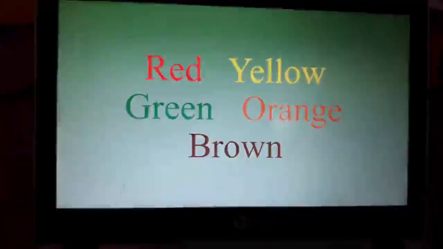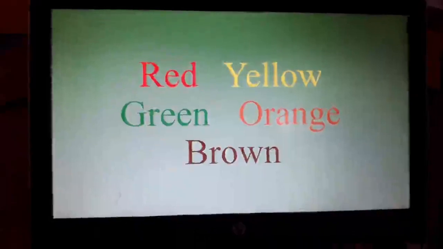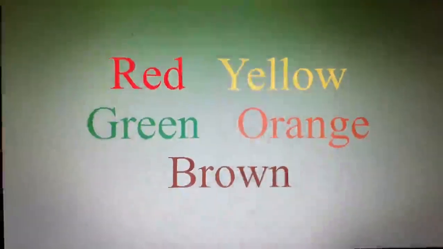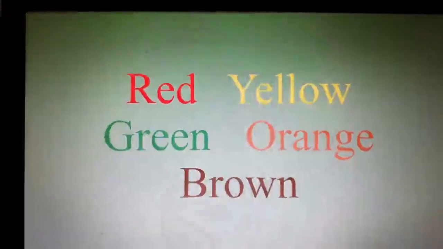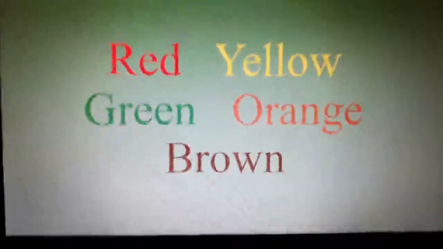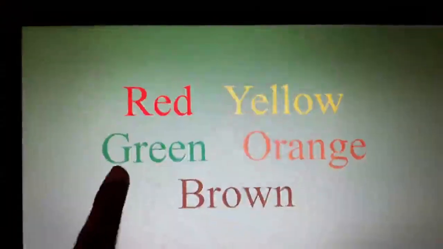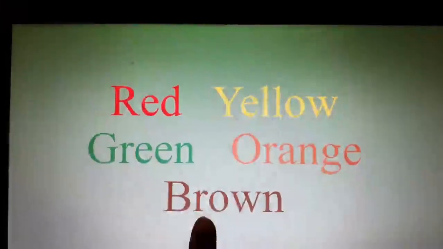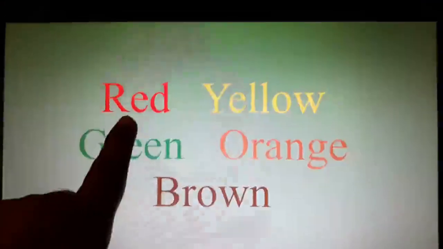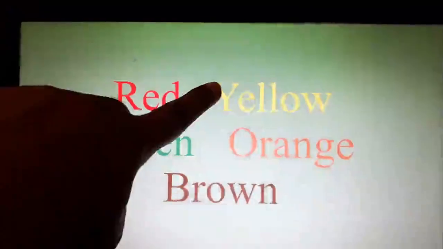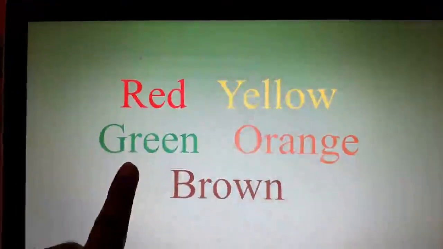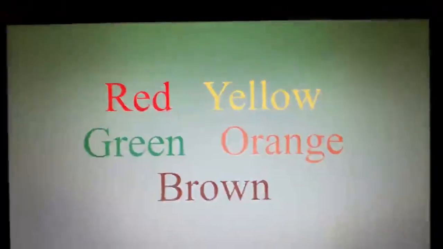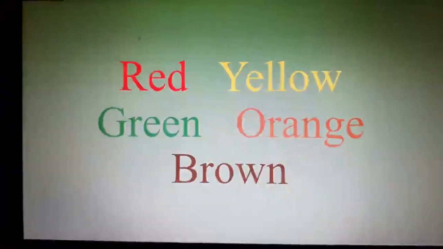The different colors we are going to learn about or we are going to revise today. They are red, yellow, green, orange, brown. Yes, all of you just say once with me. Red, yellow, green, orange, brown. So one by one we'll understand about different objects.